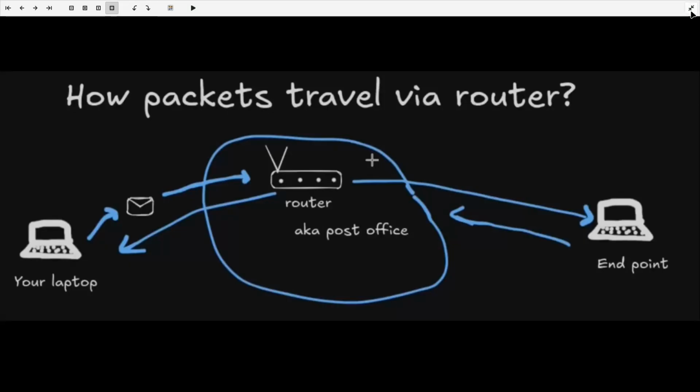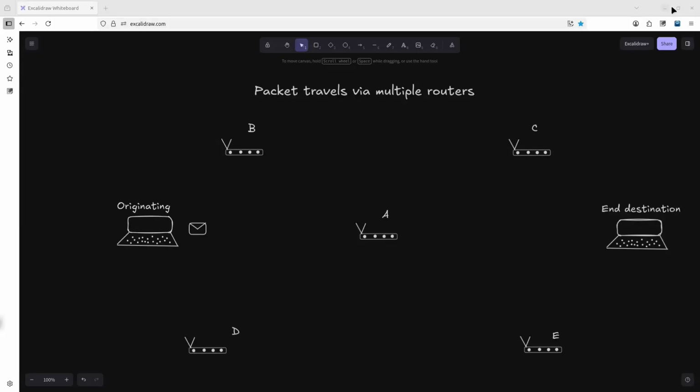Now that this concept is clear, let's escalate this to a slightly higher complexity, and let's focus on how packets travel via multiple routers. Before we dive deep into this concept, I need to make one thing very clear. A packet does not always travel in a straight line. Yeah, I know, this is mind boggling. My mind boggled too when I first got introduced to this concept. But a packet does not always travel via a straight line.